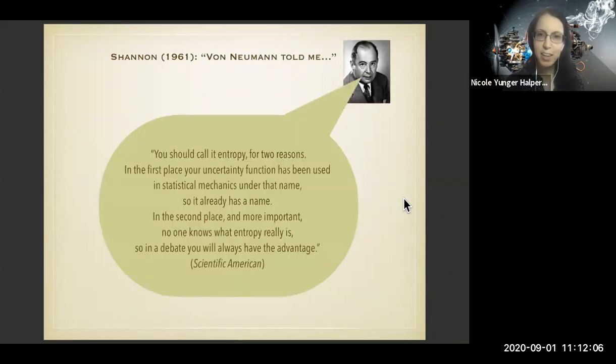In the first place, your uncertainty function has been used in statistical mechanics under that name, so it already has a name. In the second place, and more important, no one knows what entropy really is, so in a debate, you will always have the advantage. That is why I personally am spending my life on statistical mechanics and information theory.